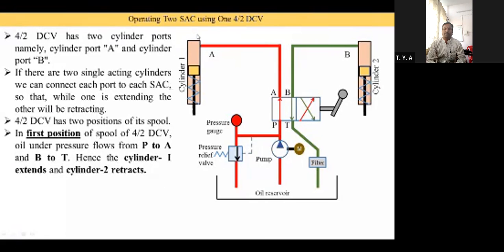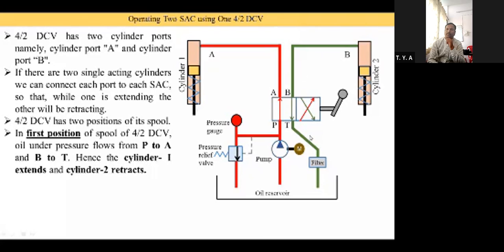So when in a vertical cylinder the piston moves from top to bottom, it is called the extend. Similarly on the B port, what happened? The oil in cylinder 2 is returned back to this B port. From the B port it is supplied to the T port, and from the T port it goes to the tank or oil reservoir. How is this return possible in the second cylinder? When cylinder 1 extension is going on, at that time in cylinder 2 retraction is going on.